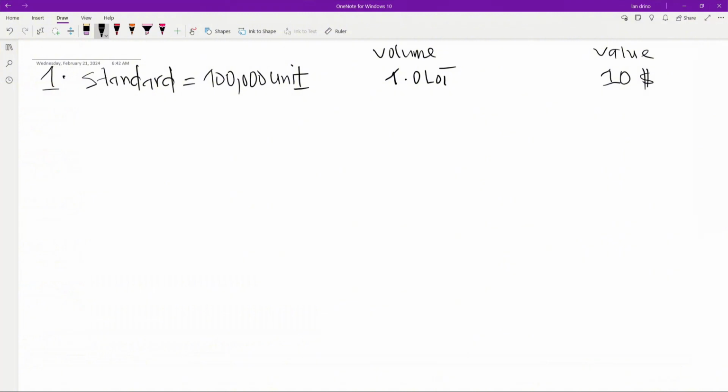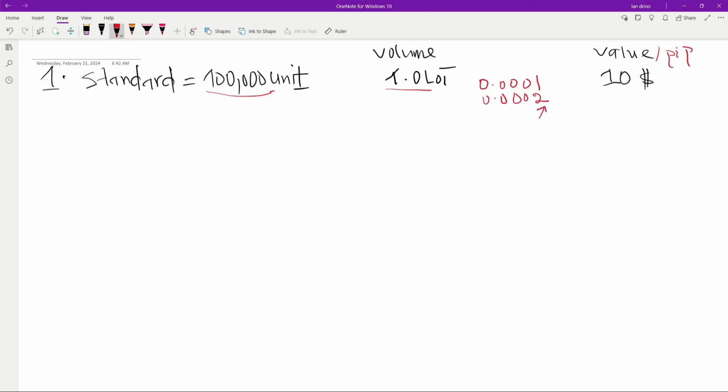Now, if you are trading one standard lot, you are controlling a position of 100,000 units of base currency, okay, and the volume is 1.0 lot, and the value per pip is $10, which means if Euro USD, for example, moves from 0.0001 to 0.0002, it means it has increased by 1 pip.